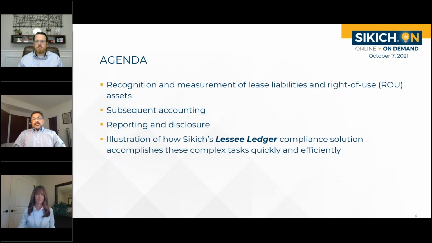All right, let's see the agenda for today. We'll continue with the concepts we covered during the first session. So we'll look at the process for the recognition and measurement of lease liabilities and right-of-use asset, subsequent accounting after adoption and implementation, the financial statement reporting and disclosure requirements, and then the Sikich lessee ledger tool. Greg will demonstrate certain functionality of the lessee ledger tool throughout this presentation.